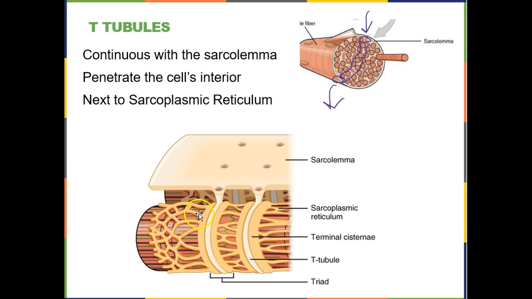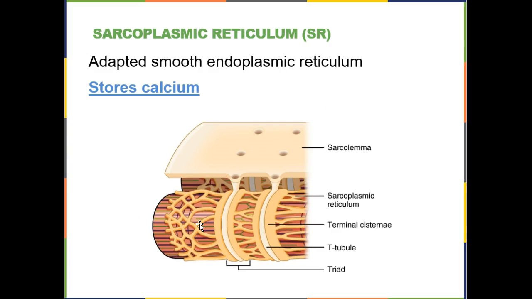And then the T-tubules are next to this darker mustardy looking yellow called the sarcoplasmic reticulum. This is a derivative of the endoplasmic reticulum. So it is a special adaptation of endoplasmic reticulum that you find in muscle cells, so it gets a special name. Its special function in muscle cells is to store calcium.